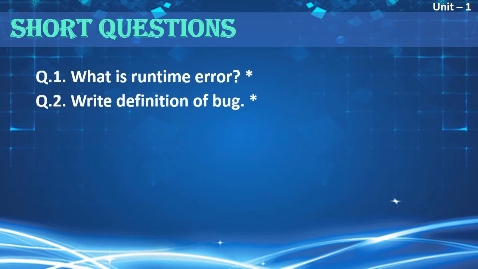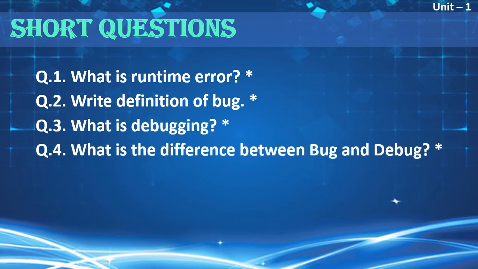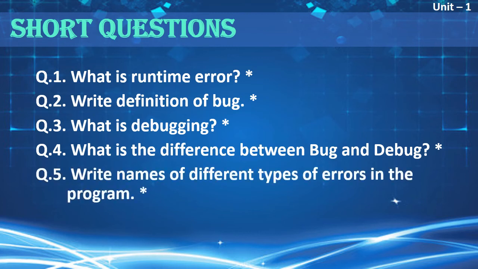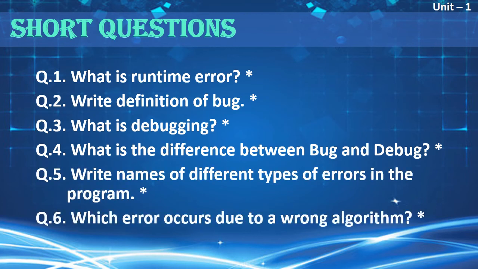All these short questions are very important. What is runtime error? Right definition of bug. What is debugging? What is the difference between bug and debug? Right names of different types of errors in the program. Which error occurs due to a wrong algorithm? Wrong algorithm means wrong logic, and we are talking here about logical errors. All these short questions are taken from the past papers, and these all are very important. So make sure you will learn them well.